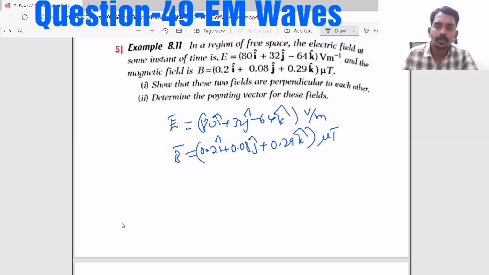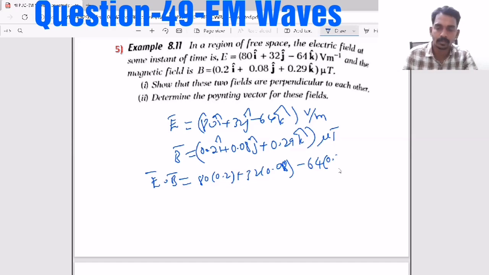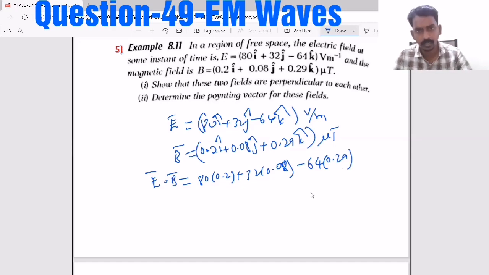Show that these two fields are perpendicular to each other. For them to be perpendicular, you have to find the dot product: 80 into 0.2 plus 32 into 0.08 minus 64 into 0.29. If it is 0, then you can conclude that both are perpendicular. If it is not 0, then you can conclude that they are not perpendicular to each other.